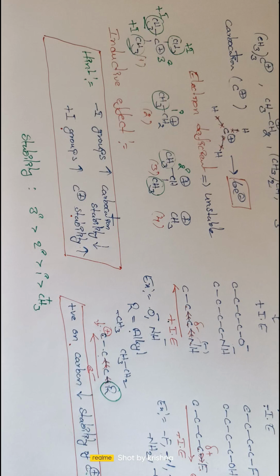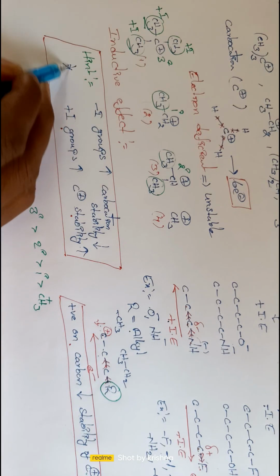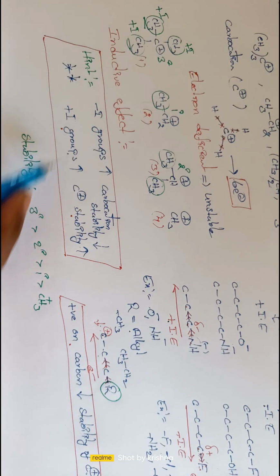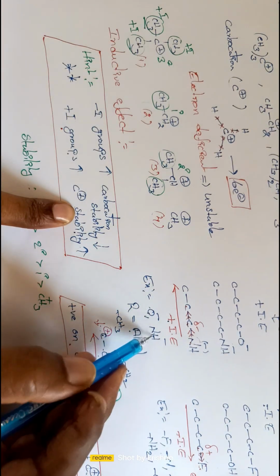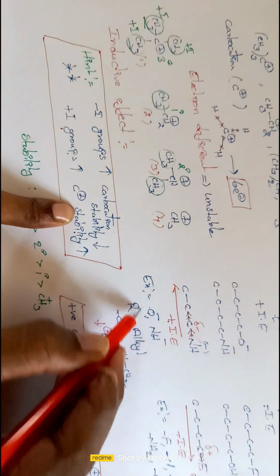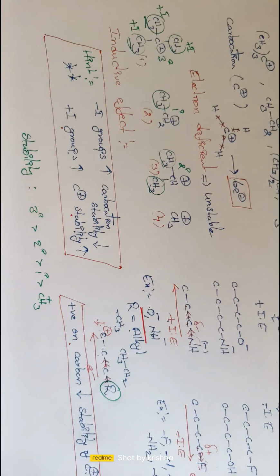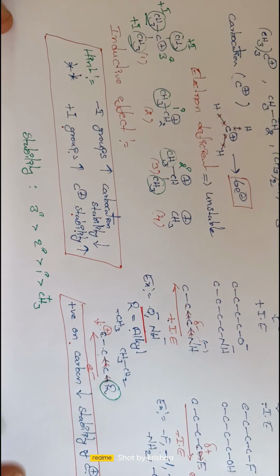Okay now students, the key hint is here: as plus I groups increase, stability increases. Plus I groups are alkyl groups, and more electronegative elements with negative charge act as plus I groups. Okay students, I hope you understood.